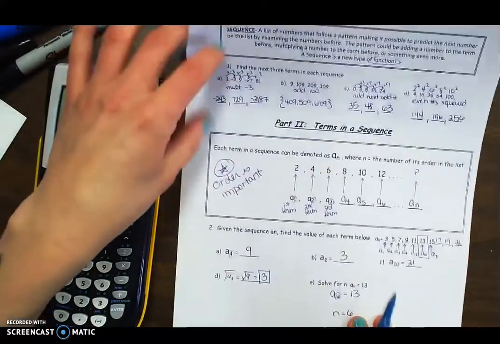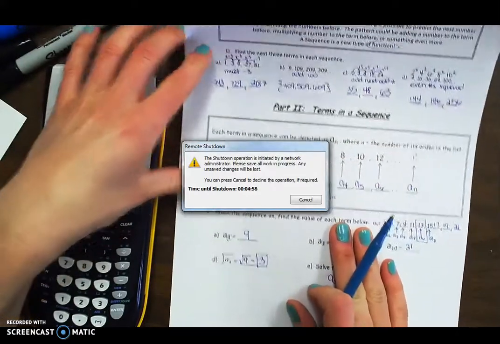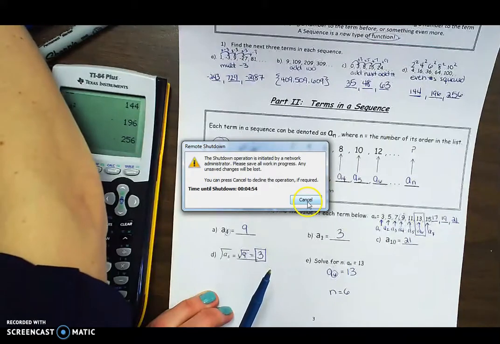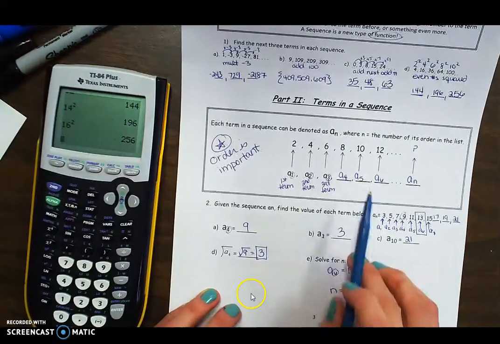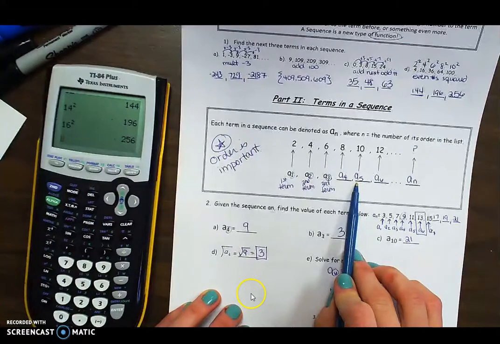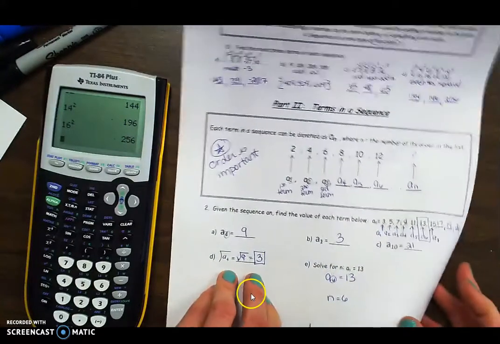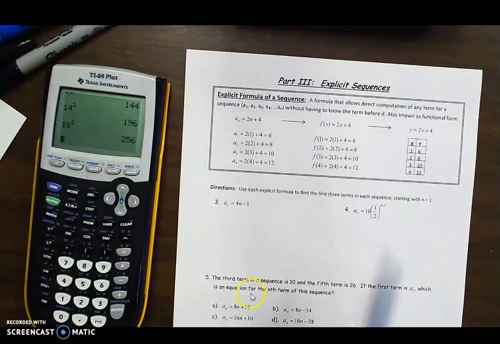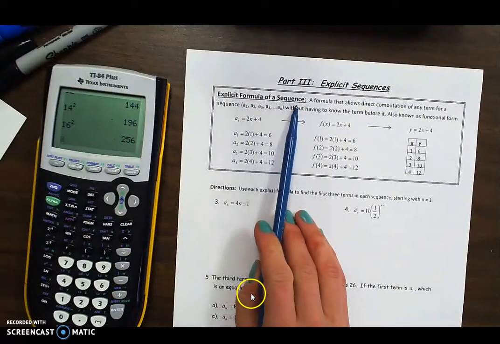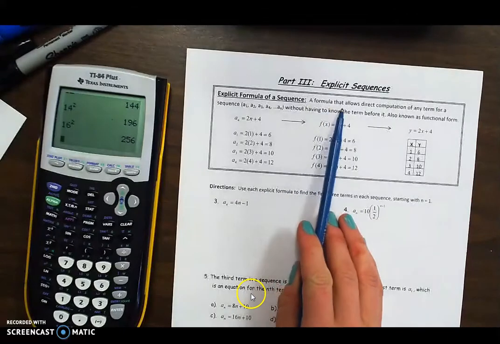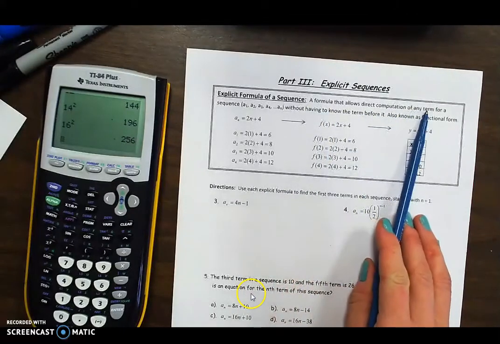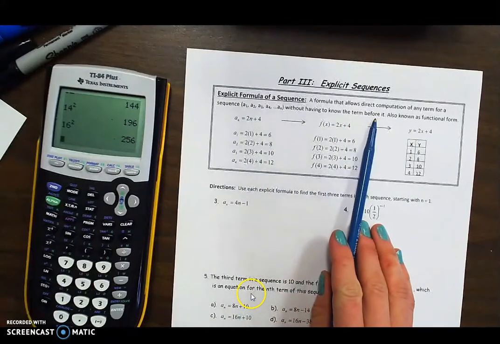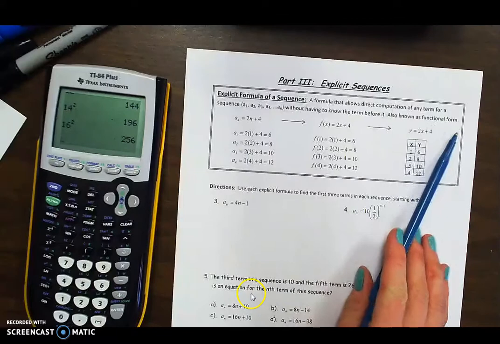So now that we know how to find the pattern, we know how to denote our different terms. Let's go ahead now and see how we can put this all together to actually come up with the pattern. So our explicit formula of a sequence is a formula that allows direct computation of any term for a sequence without having to know the term before it. It is also known as functional form.